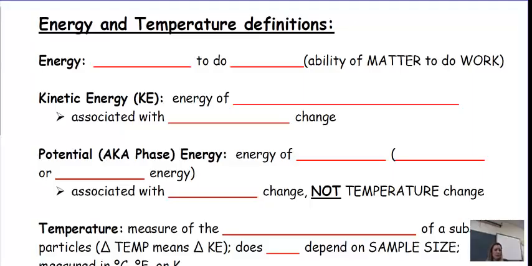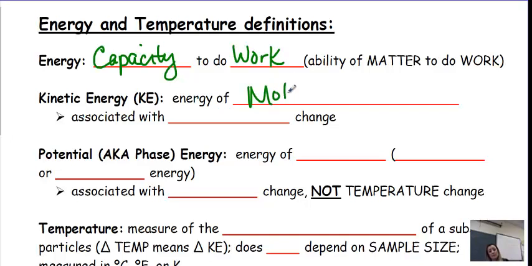All right, so let's start with our notes. Energy and temperature definitions. Energy is the capacity to do work. So we're going to write that in there, capacity to do work, or the ability of matter to do work. The kinetic energy is energy of motion. Many of you may remember that from about 8th grade science. And that is associated with temperature change.